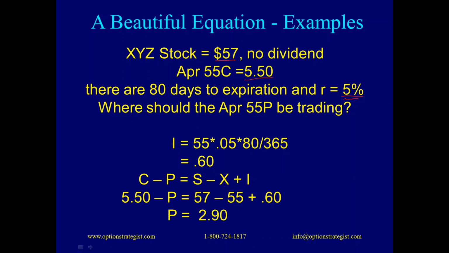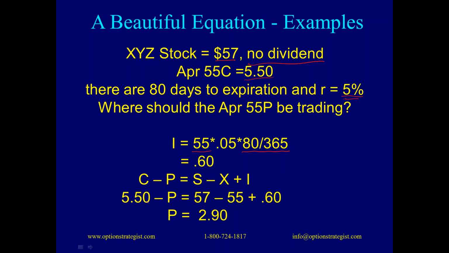I'm using 5% just as an illustration because if I used what it really is today, 34 basis points or something low like that, you wouldn't really see the impact of interest, where in some cases it can have a relatively large impact. All right, so we calculate the I term. It's the 55, times the risk-free rate of 5%, times the period of time, which is 80 days divided by 365 days. Comes out to a nice round number of 60 cents. And then we plug it into our equation. Remember, the dividend was 0. We said no dividend up here.